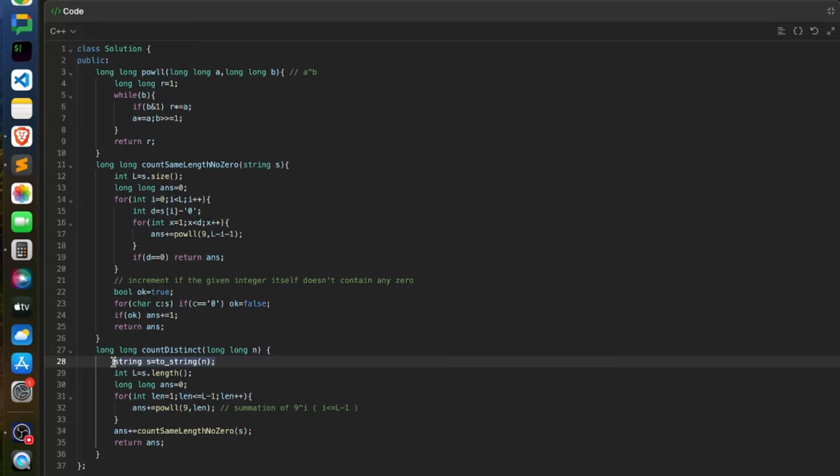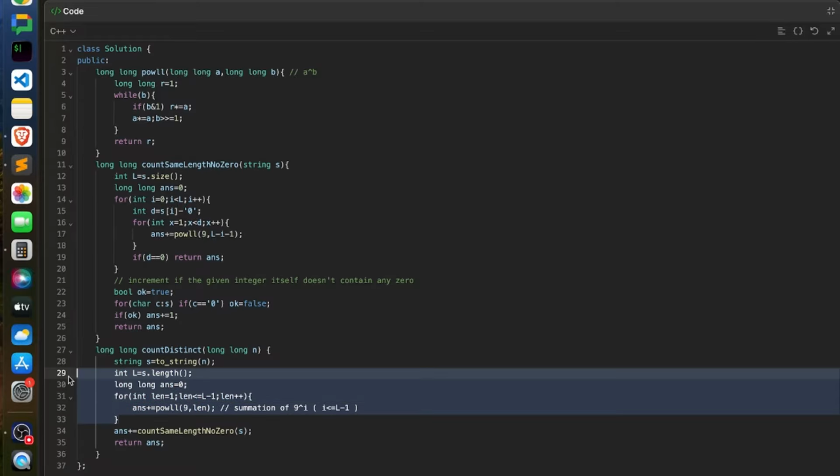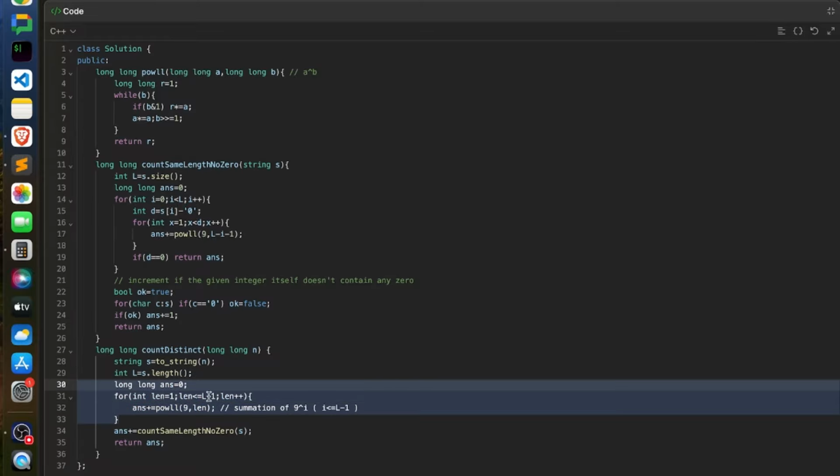So first convert it into a string, then find out its length. And this is my answer. So I have divided it into two parts as per the explanation part. The first step would be to find out all the distinct integers for smaller length compared to L. So for length 1, 2, 3 up to L minus 1, your total number of ways is going to be 9 to the power length, right? Because we can keep any of the digits from 1 to 9 at all the places. So your total ways is going to be 9 to the power length. Now this is the first step for length up to L minus 1.